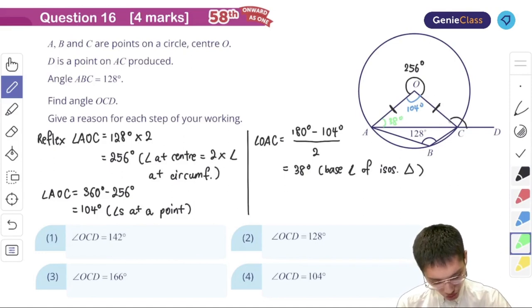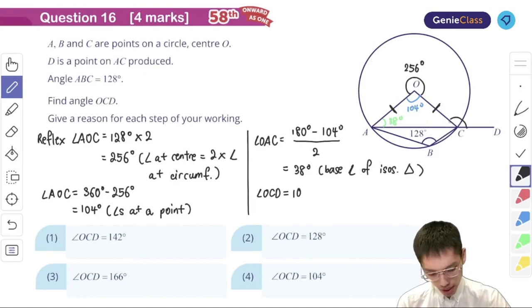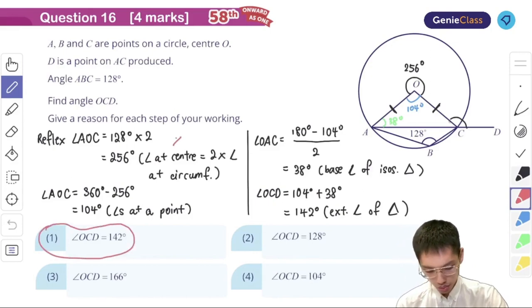And this might not be very straightforward, but you can do this as well. OCD equals 104 plus 38, which in this case is 142. This is because it is the external angle of a triangle. Based on my working over here, that's how I get my 4 marks: 1 mark here, 1 mark here, and so forth, 1 mark here as well, and lastly, 1 mark here.